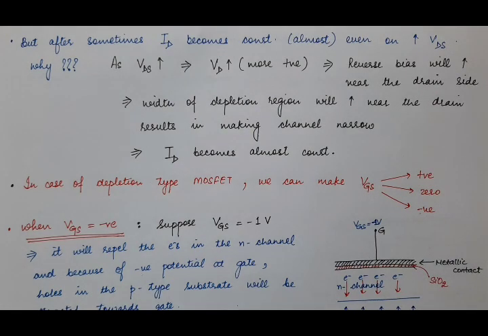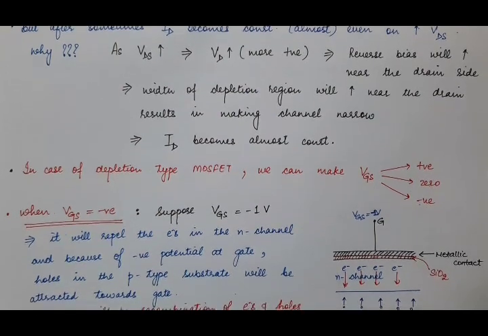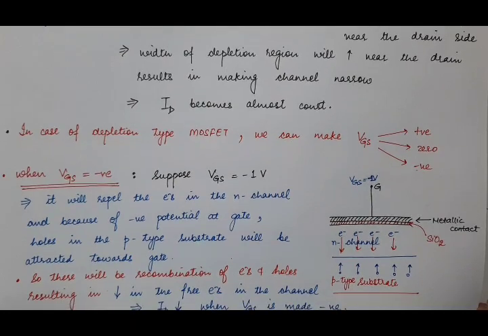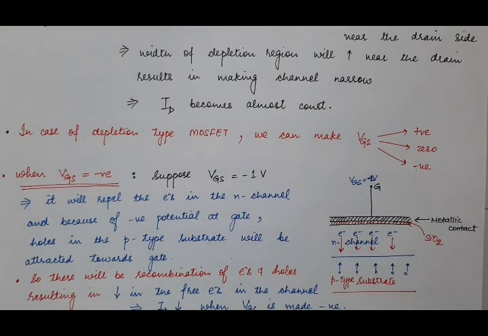So we have already discussed the case of VGS equal to 0 volts, and now we'll discuss the other two cases, VGS equal to negative and VGS equal to positive. We'll see what is the effect of positive VGS and negative VGS on the drain current. Now when VGS is negative, it means the gate terminal is made negative with respect to source.